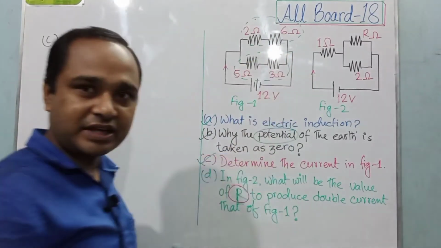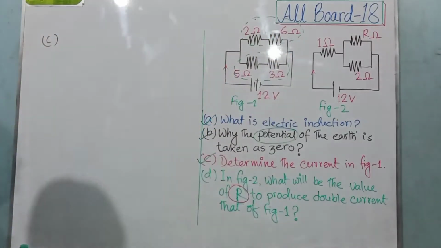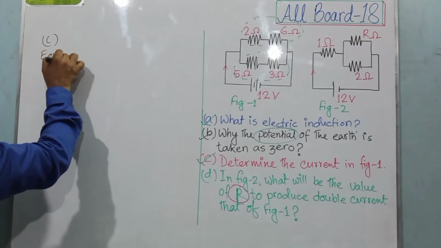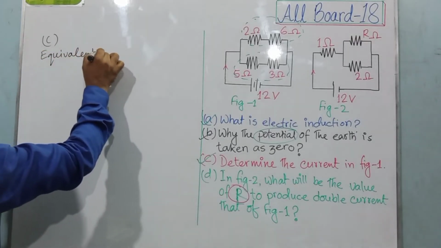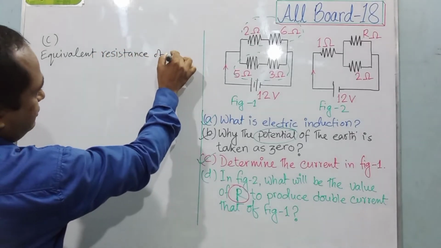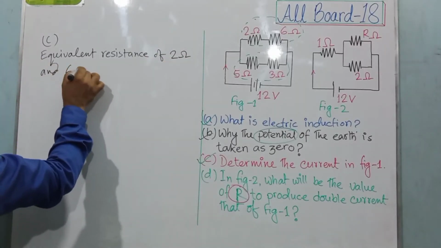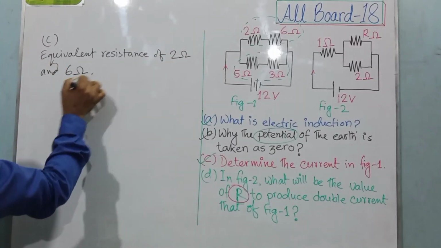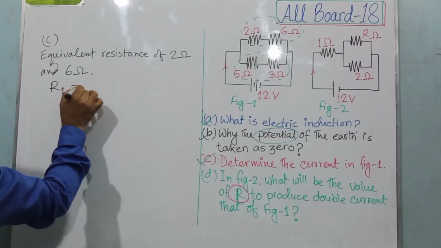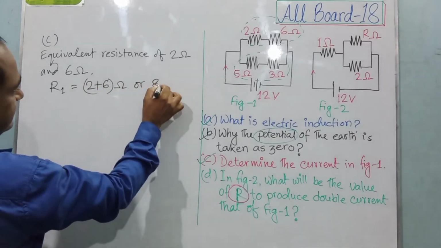And this combination of 2 ohm and 6 ohm is connected in parallel with the combination of 5 ohm and 3 ohm. Now first we are going to calculate the equivalent resistance of 2 and 6 which are connected in series. So we can write, the equivalent resistance of 2 ohm and 6 ohm, if denoted by R1, then R1 is equal to 2 plus 6 ohm, or 8 ohm.